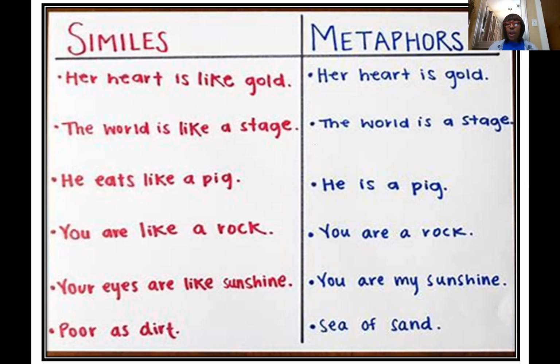So I want you guys to pause the video and continue with: he eats like a pig, you are like a rock, your eyes are like sunshine, poor as dirt. And I want you guys to have conversations with your parents regarding similes and metaphors and explaining what each sentence means. So pause the video and continue dialoguing about the following examples: he eats like a pig, you are like a rock, your eyes are like sunshine, poor as dirt. And determine what makes it a simile and what makes it a metaphor. And once you're done, unpause the video so that we can continue with today's assignment.